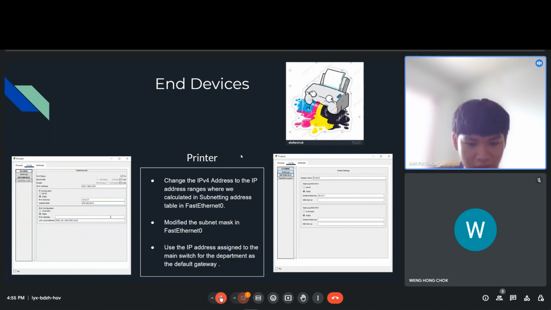For the printer, you select the printer you wish to configure, select config, select FastEthernet, choose the static radio button, and you can assign the IP address and subnet mask on it. For the default gateway, you select settings and choose the static radio button, and you can assign the default gateway on it. So these are the basic configurations for the printer.